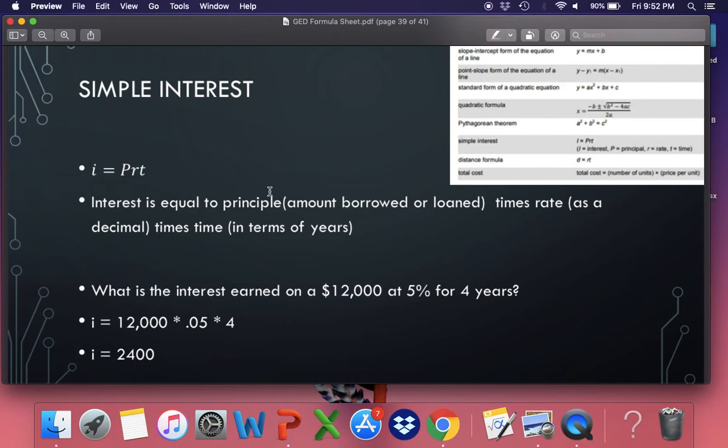And then time is always in terms of years. If it's given in months, you have to put it over 12 because it has to be a fraction of years. So what's the interest on a $12,000 loan at 5% for 4 years? So 12,000 times 5% times 4 will be 2,400.